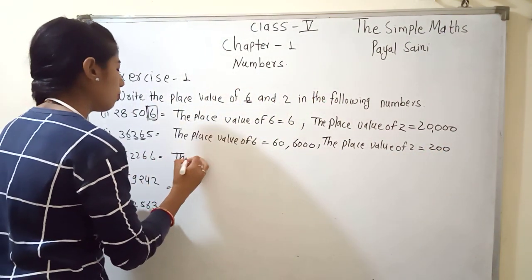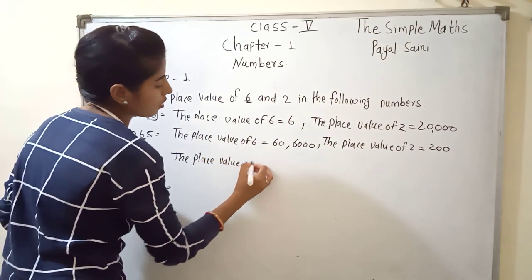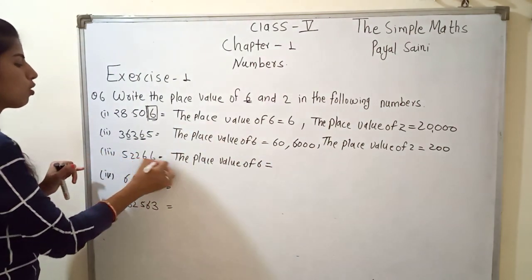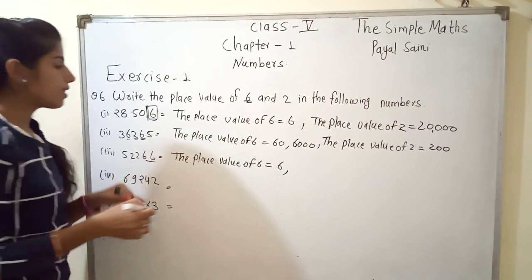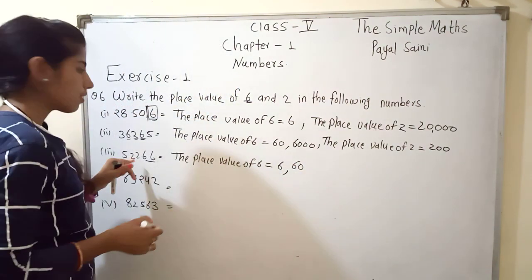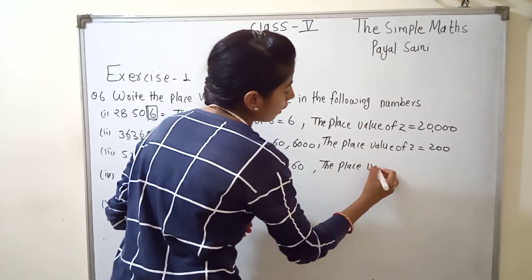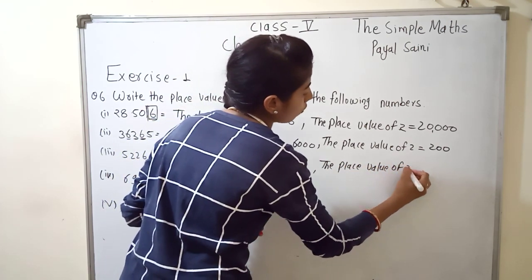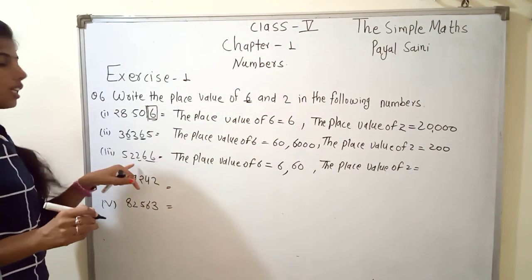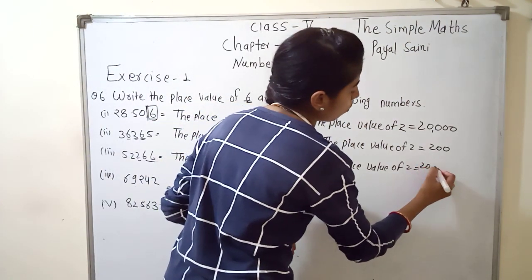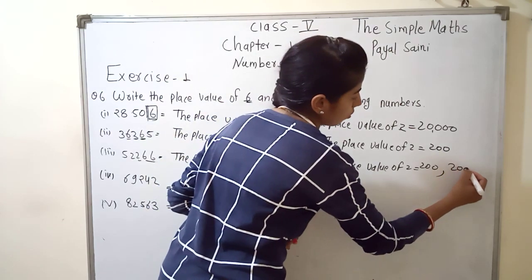Next, question number 3, the place value of 6. We can see 6 is also coming 2 times. The first 6 is in the ones place and the second 6 sits in the 10's place. After that, the place value of 2. We can see 2 is also coming 2 times. The first 2 sits in the 100's place, so its place value is 200, and the second is 2000.